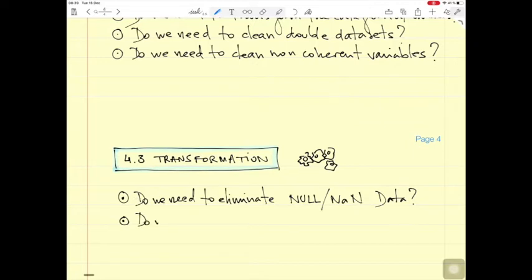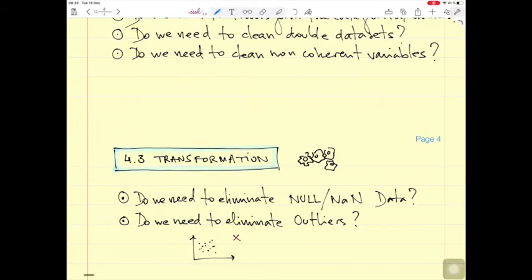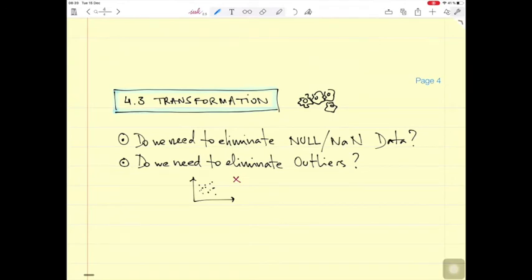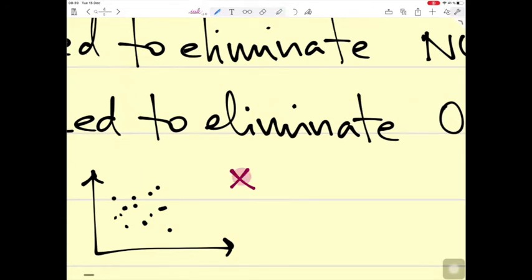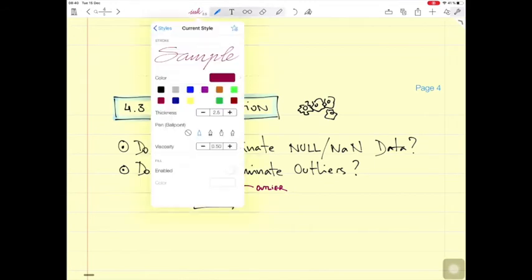Do we need to eliminate outliers? For instance, if we have here a data set, a bunch of points here, and then for some reason we experience one data point here, does this red data point need to be there, or is it just a mistake in the measurement? Do we eliminate it? Okay.